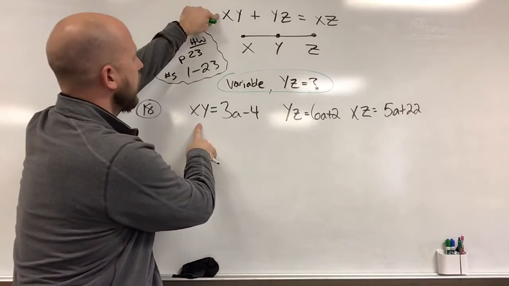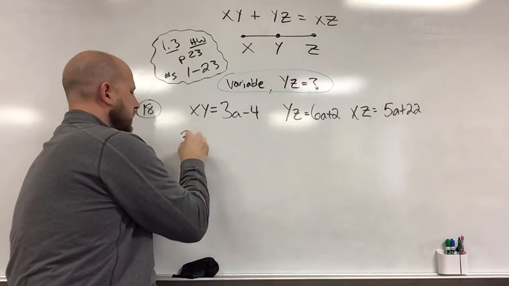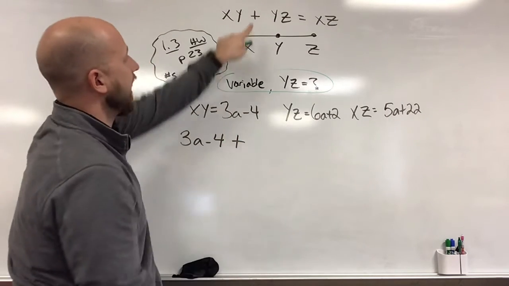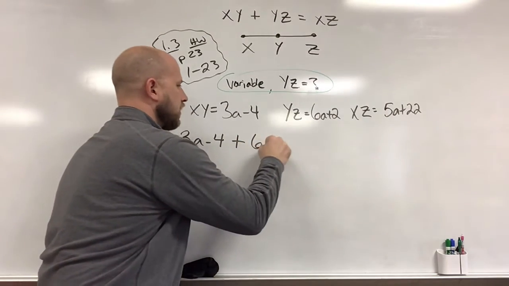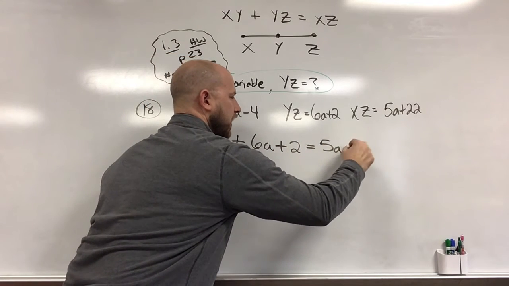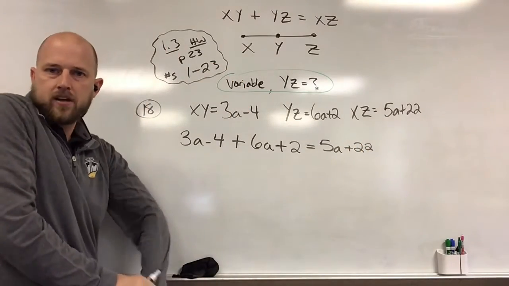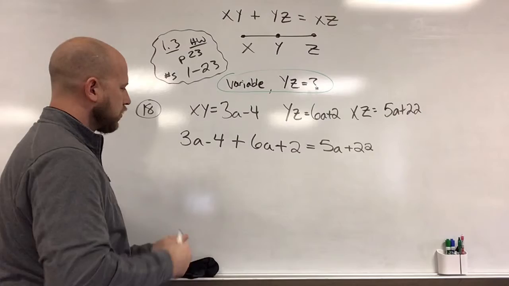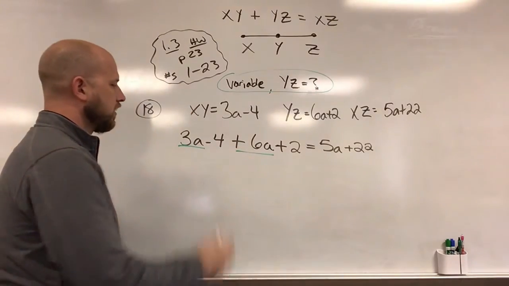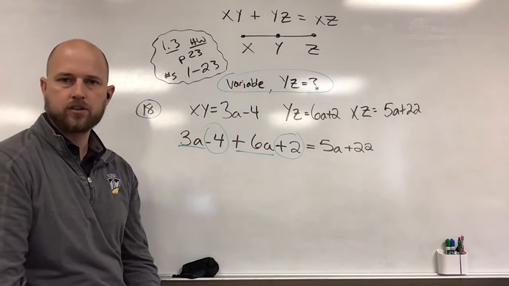Again, xy plus yz equals xz. 3a minus 4 plus, right, because we're adding yz, so plus 6a plus 2 equals 5a plus 22. Okay, that's a long one, but it's okay. We're gonna take our like terms. So we have a 3a, we have a positive 6a, we have a negative 4 and a positive 2. We're going to combine those like terms.